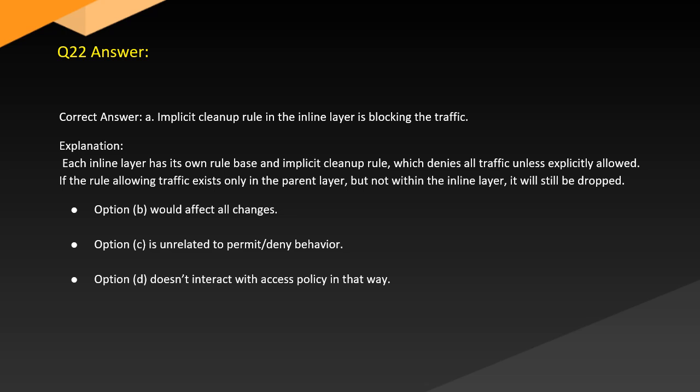Answer. Correct answer: A. Implicit cleanup rule in the inline layer is blocking the traffic. Explanation. Each inline layer has its own rule base and implicit cleanup rule, which denies all traffic unless explicitly allowed. If the rule allowing traffic exists only in the parent layer, but not within the inline layer, it will still be dropped. Option B would affect all changes. Option C is unrelated to permit-any behavior. Option D doesn't interact with access policy in that way.